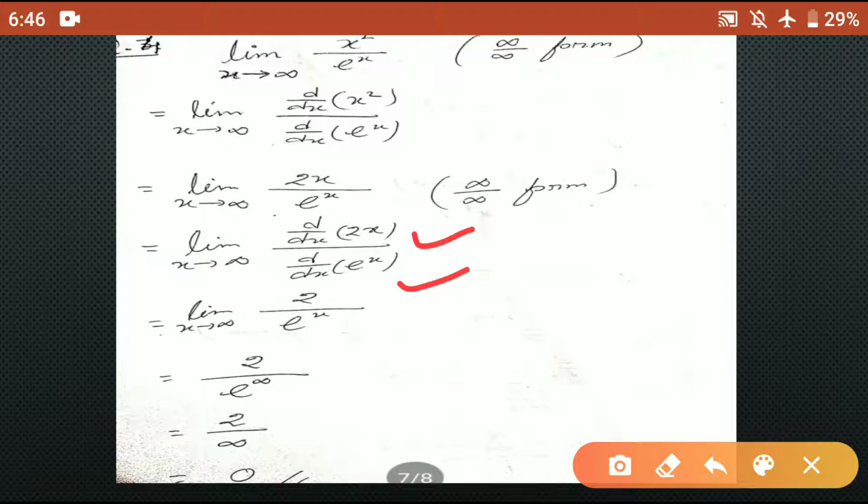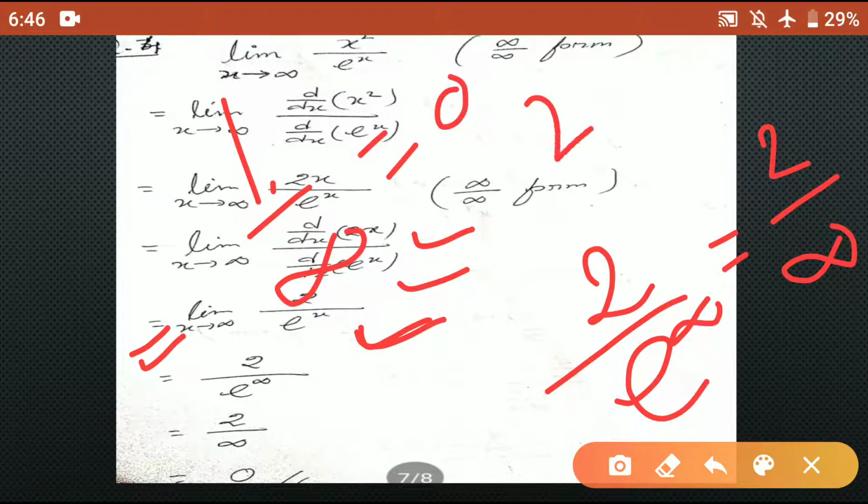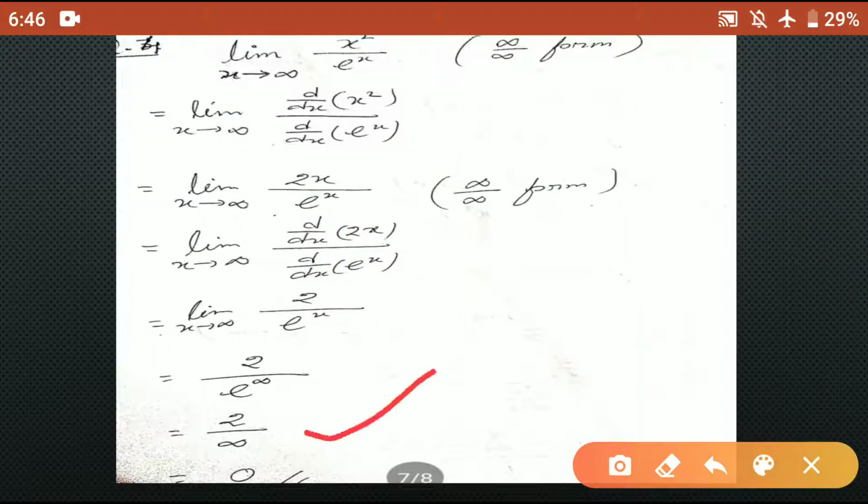So differentiating both the numerator and denominator part, we are getting 2 divided by e to the power x. Now you put x tends to infinity, so 2 divided by e to the power infinity. E to the power infinity is infinity, so 2 by infinity. We know that 1 by infinity means 0. So 2 by infinity means 2 into 1 by infinity, that means 2 into 0, that means 0. So your answer is 0 here.